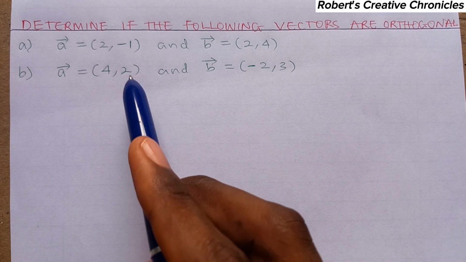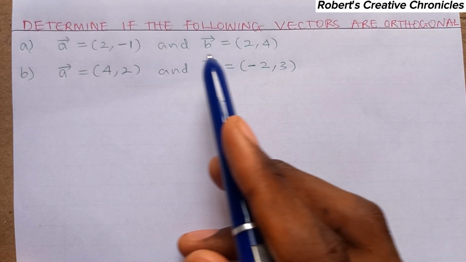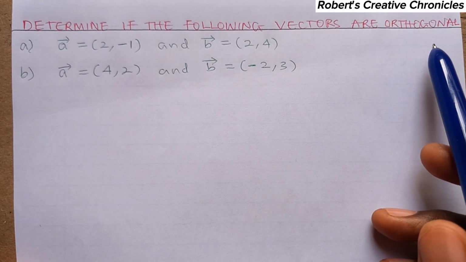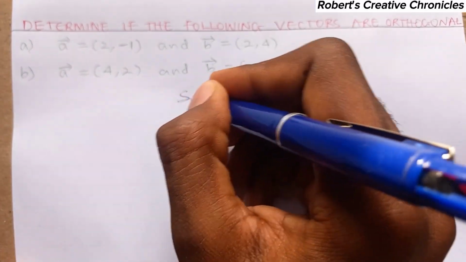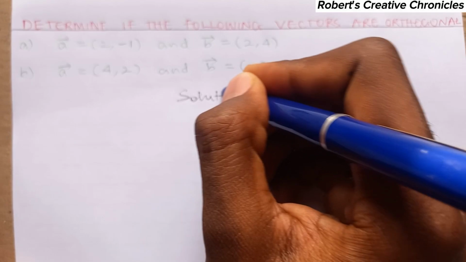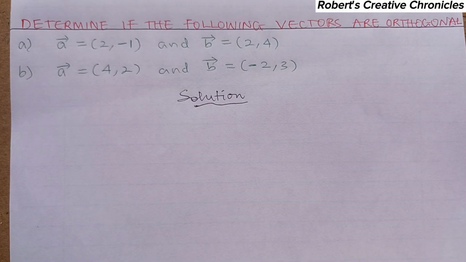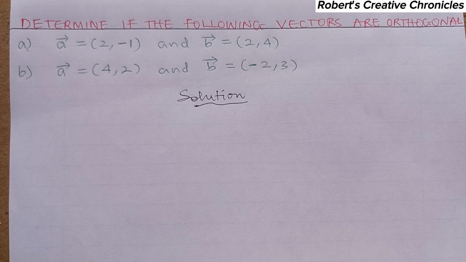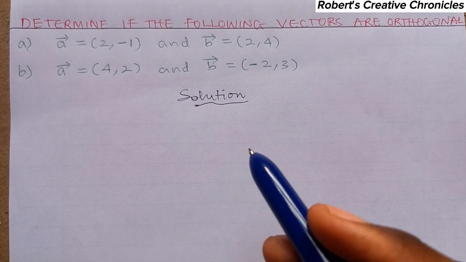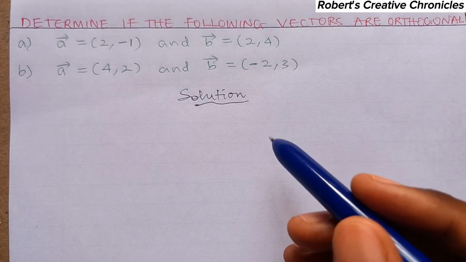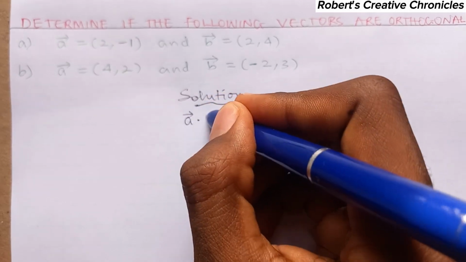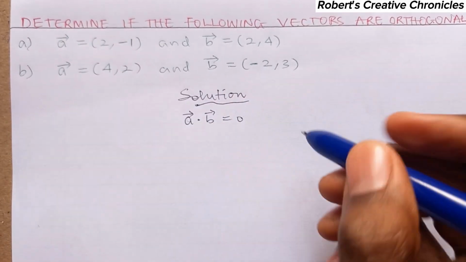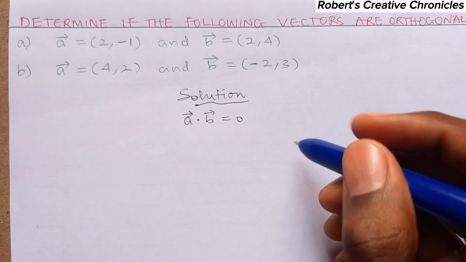So today we'll be solving this question, which states: determine if the following vectors are orthogonal. So, solution. Now, two vectors are orthogonal if their dot product is equal to 0. If their dot product equals 0, that means they are orthogonal.